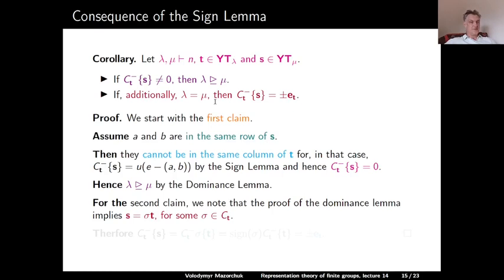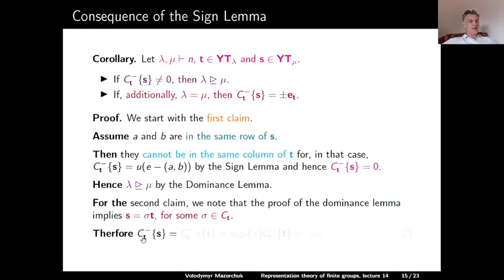For the second claim, we know that, under the assumption that lambda is equal to mu, the proof of the dominance lemma implies that S is equal to sigma of T for some sigma in the column stabilizer of T.